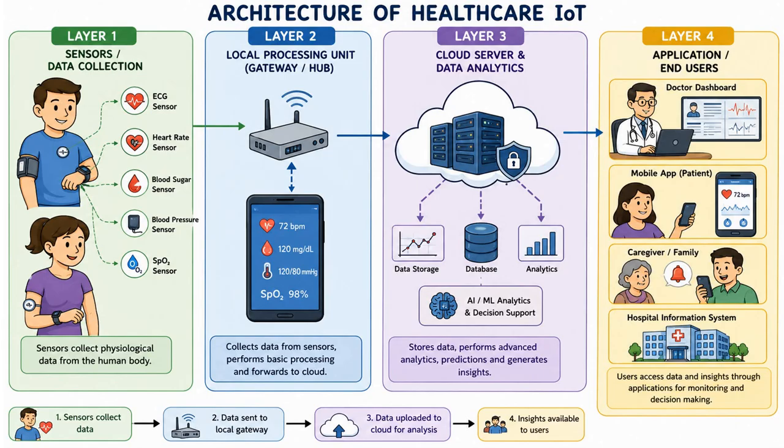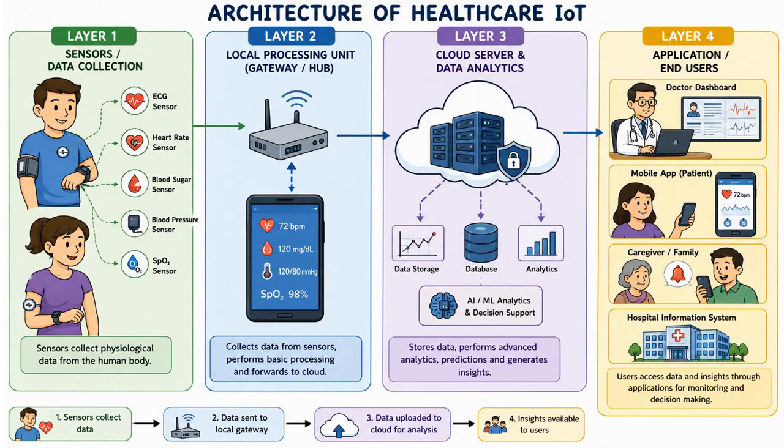And this architecture enables continuous health monitoring, remote healthcare, and quick medical decision making. Now the first layer is the sensors and data collection layer. Here it consists of various physiological sensors which are attached to the patient's body. And you can see here there are two patients wearing different sensors. These sensors continuously measure the important health parameters such as the heart rate.